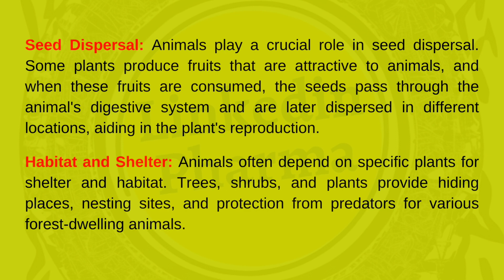Some plants produce fruits that are attractive to animals, and when these fruits are consumed, the seeds pass through the animal's digestive system and are later dispersed in different locations, aiding in the plant's reproduction. Habitat and shelter. Animals often depend on specific plants for shelter and habitat. Trees, shrubs, and plants provide hiding places, nesting sites, and protection from predators for various forest-dwelling animals.